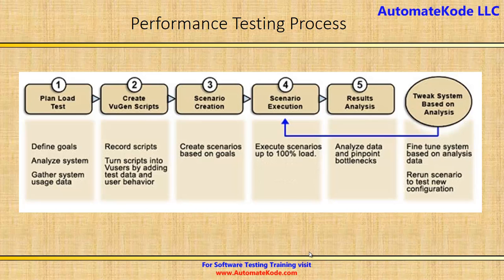Adding user correlation. There is a term, remember, correlation. Correlation is the hardest part that you will face. If you can do correlation, you are a performance tester. If you can do correlation on a script, you are a performance engineer.